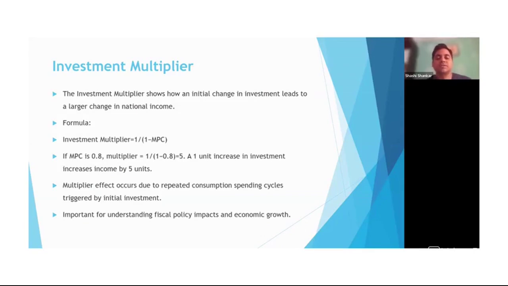The multiplier effect occurs due to repeated consumption spending cycles triggered by the initial investment. Definitely, it is based upon the initial investment, and the multiplier effect occurs due to repeated consumption spending cycles. It is important for understanding fiscal policy impacts and economic growth. So this investment multiplier is very important for understanding fiscal policy impacts and the economic growth of the country.